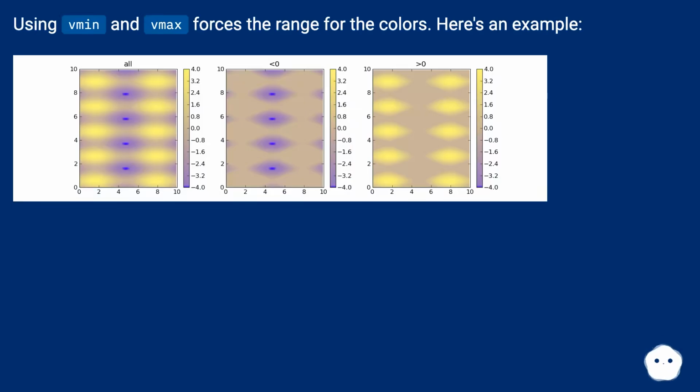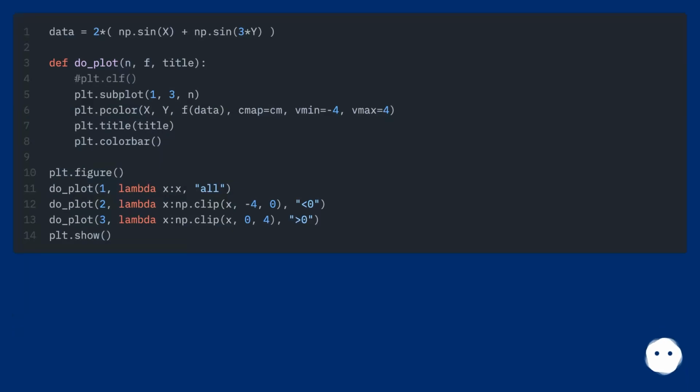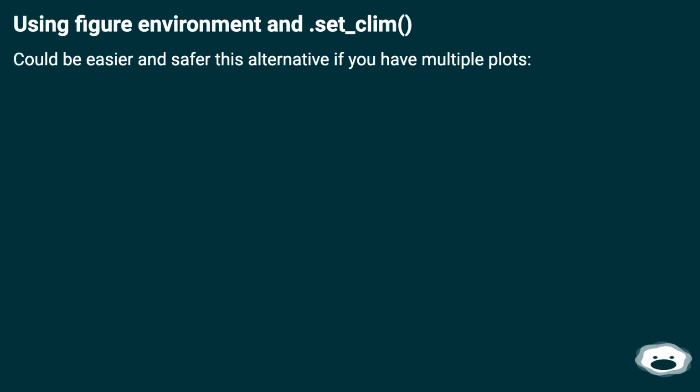Using vmin and vmax forces the range for the colors. Here's an example. Use the clim function, equivalent to caxis function in MATLAB. Using figure environment and .set_clim could be easier and safer, this alternative, if you have multiple plots.